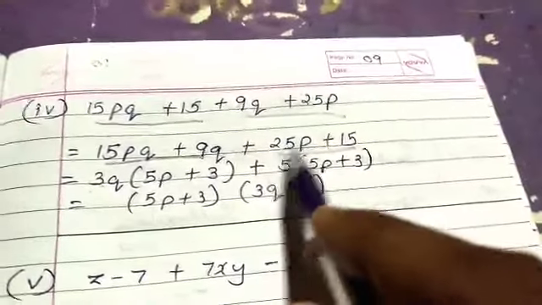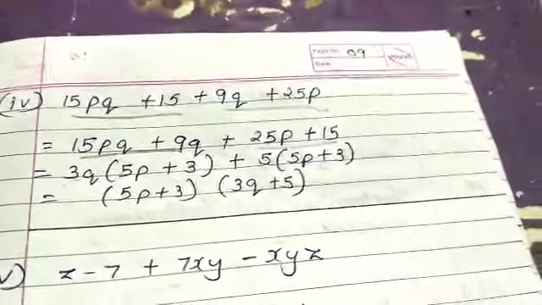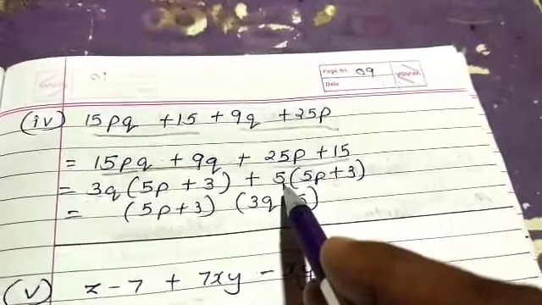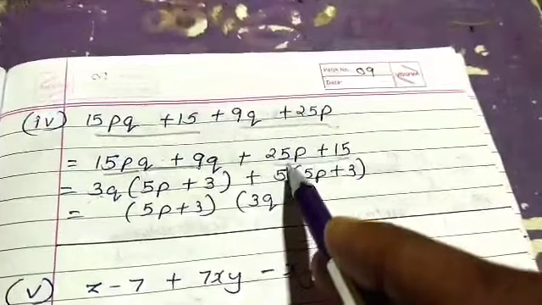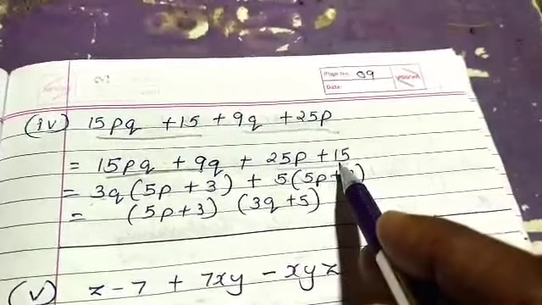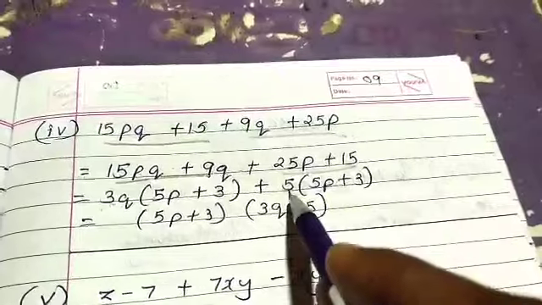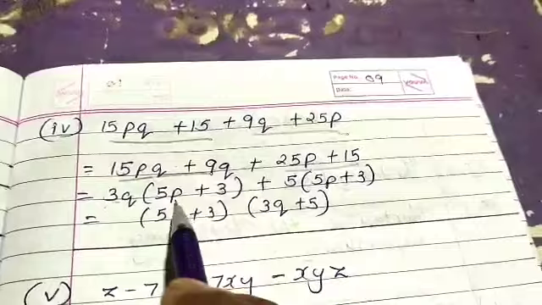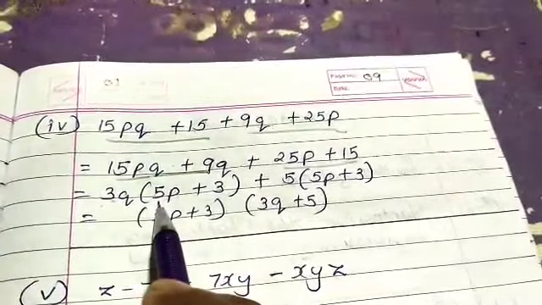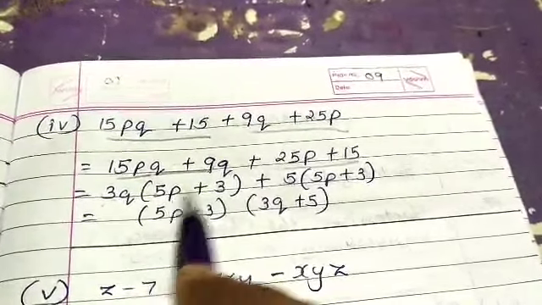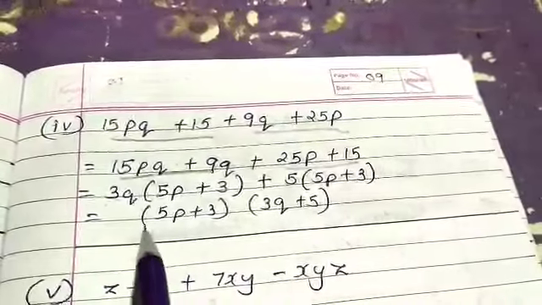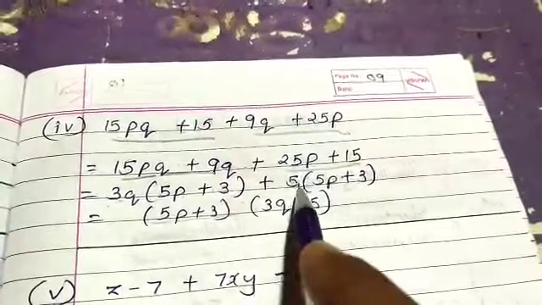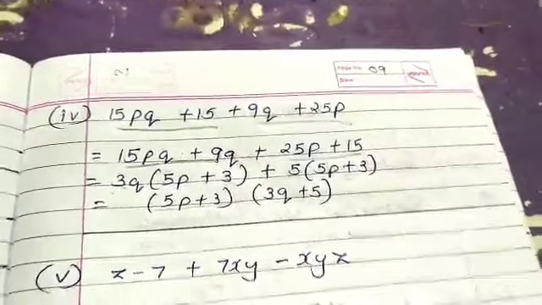Then 25p plus 15, as we all know both the terms are divisible by 5. So first take out that 5 common. Now 5 should be multiplied by what to get 25p? So 5 5s are 25, so 5p, plus 5 should be multiplied by what to get 15? So 5 3s are 15. Then both brackets have common terms, that is 5p plus 3 and 5p plus 3. Write in one bracket. Then whatever the uncommon terms are there, 3q plus p, write in another bracket.